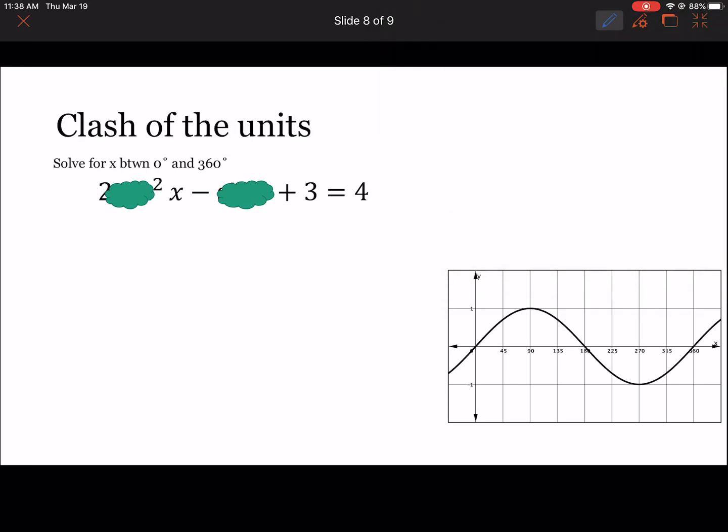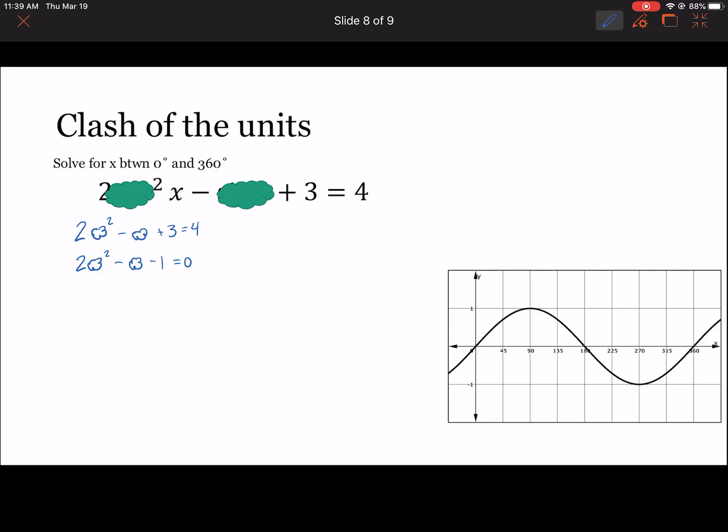If I've thrown in those little blobs, what I mean is we're back in quadratics land. Oh yes, friends, your favorite place to be, quadratics. So I've got 2 blob squared minus blob plus 3 equals 4. For quadratics, we always wanted everything set equal to 0 so we could use the zero product property or the quadratic formula if need be. In order to do either of those things, I need to move that 4 over to the other side. So I've got 2 blob squared minus blob minus 1 is equal to 0.